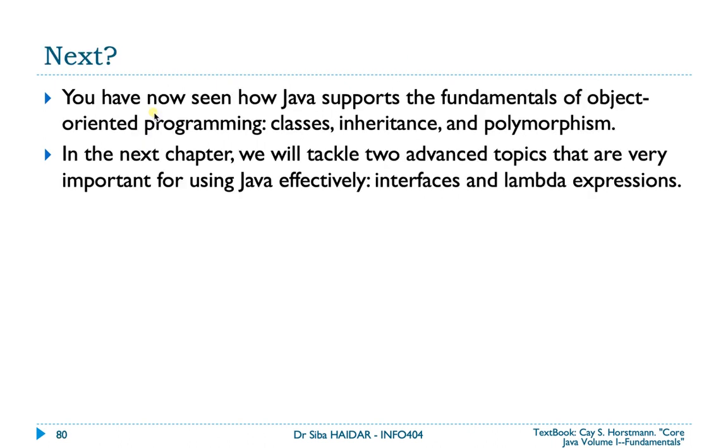So, this was about our chapter, and what will we see next? Until now, you have seen how Java supports the fundamentals of object-oriented programming: classes, inheritance, and polymorphism. In the next chapter, we will tackle two advanced topics that are very important for using Java effectively, which are interfaces and lambda expressions. So see you next time.